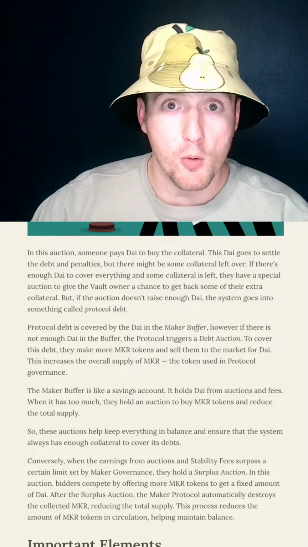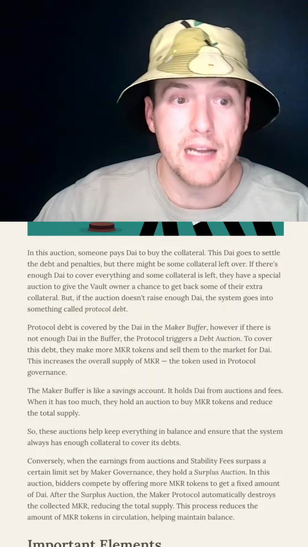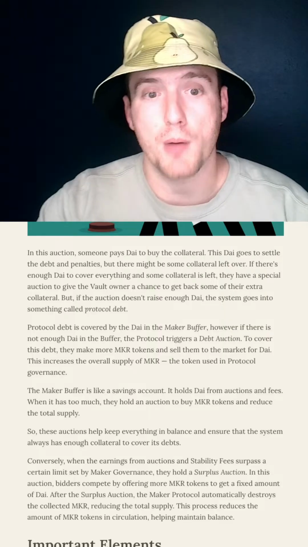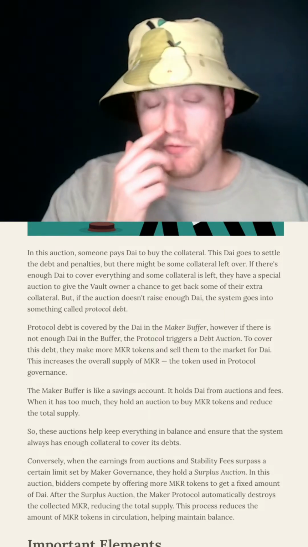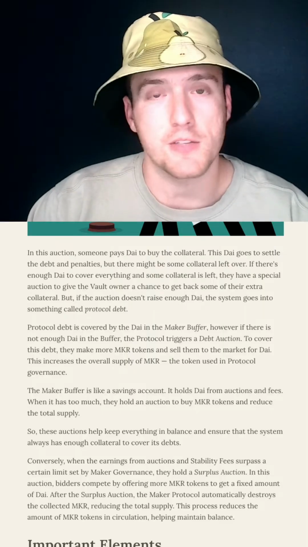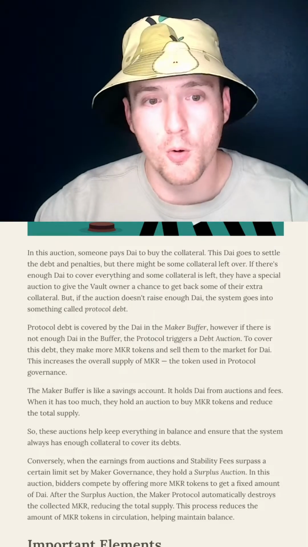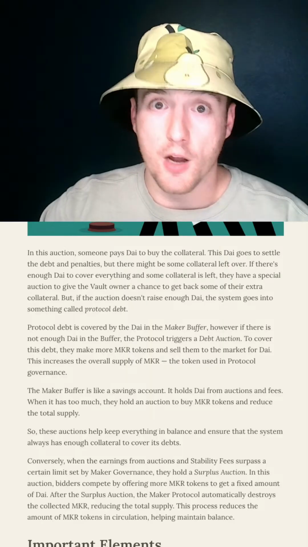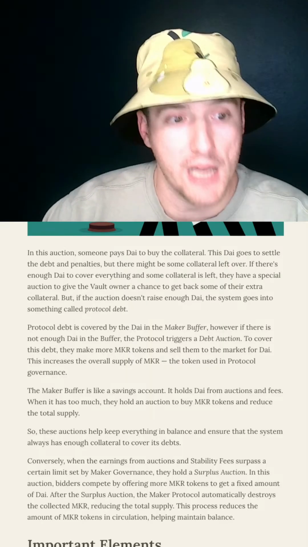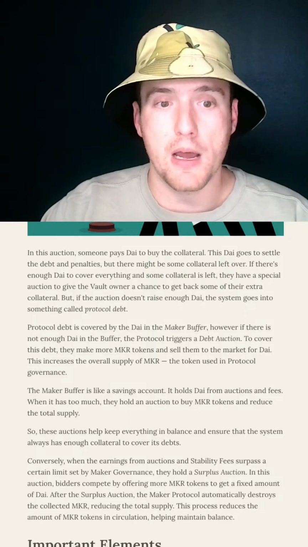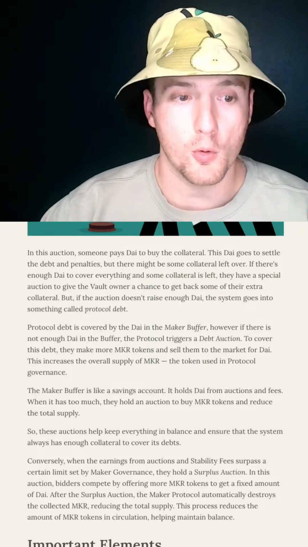This is very important to how the Maker system works. Protocol debt is covered by the DAI in the Maker buffer, which is just a side pot Maker's holding to cover actions like this. However, if there is not enough DAI in that buffer, the protocol triggers a debt auction. And to cover this debt, they make more Maker tokens and sell them to the market for DAI. This increases the overall supply of Maker, the token used in protocol governance.